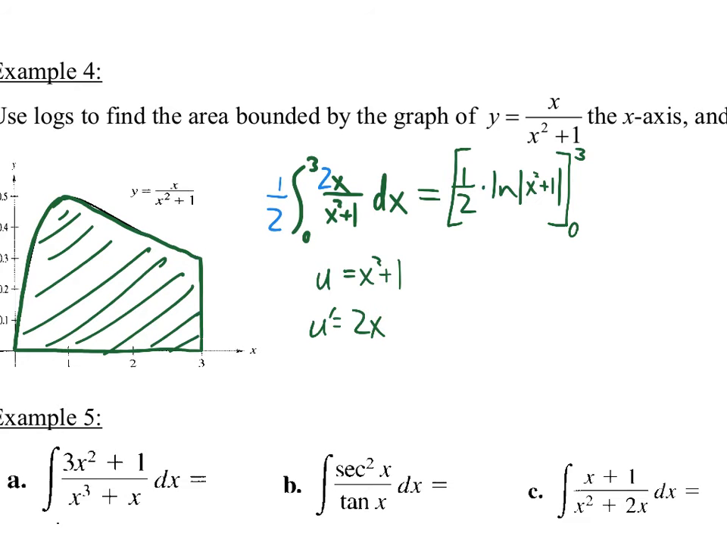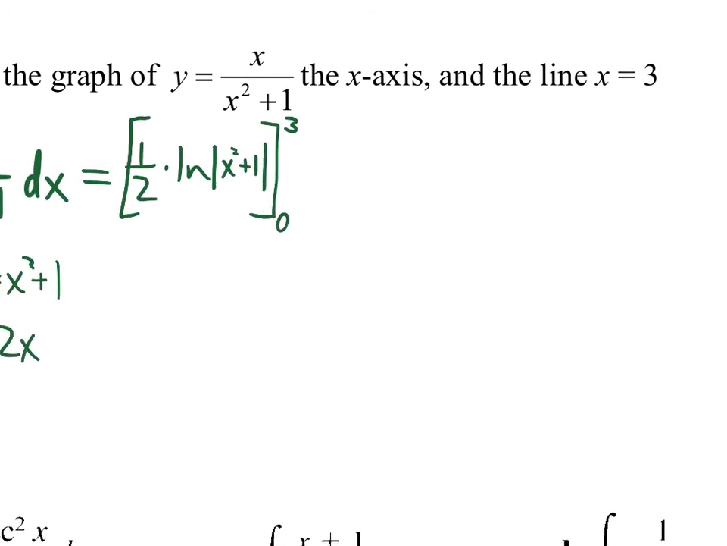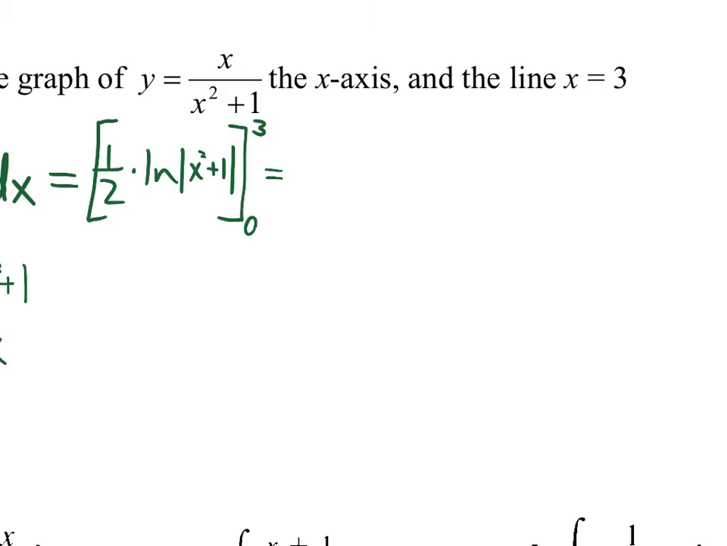So close, Alex, so close. So, we have here 1/2 ln of the absolute value of 10, which is just 10, minus 1/2 ln of the absolute value of 1, which is just 1.